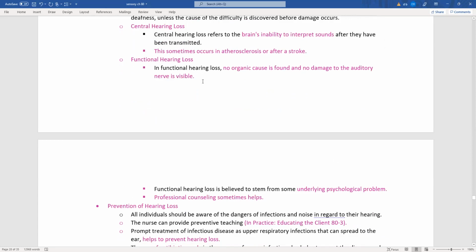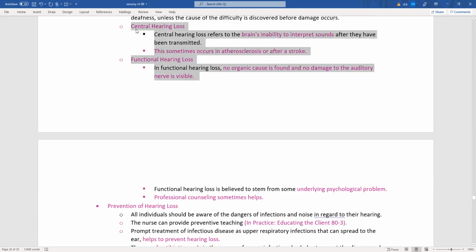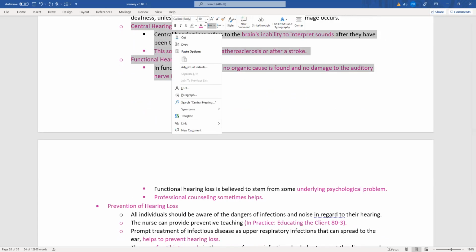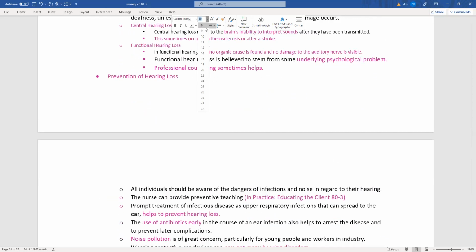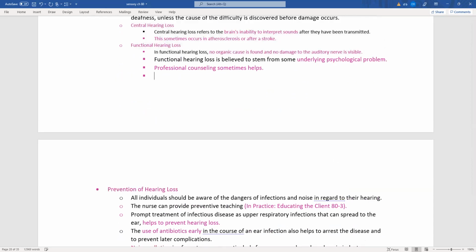I want that to stay together. So let me make that a little smaller. If I make it a 9... oh, gotta make it an 8. Bring it down.